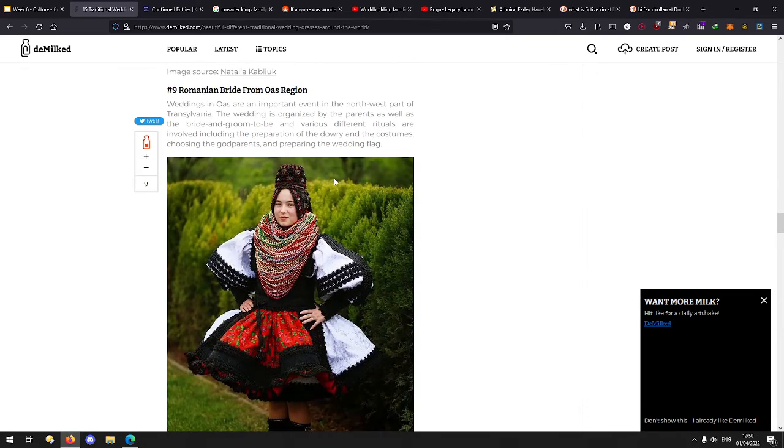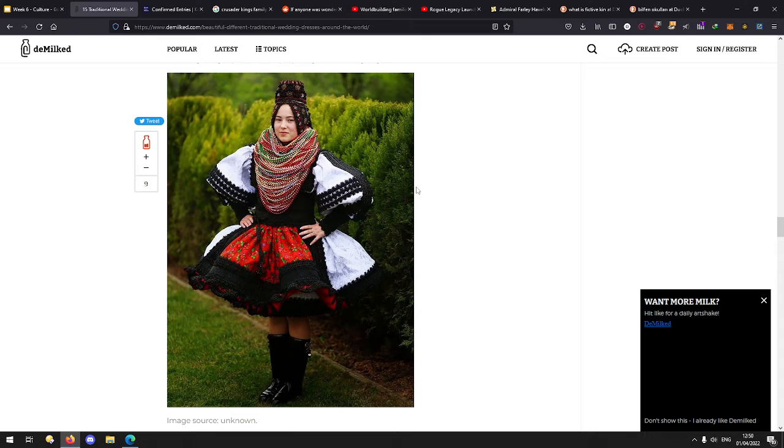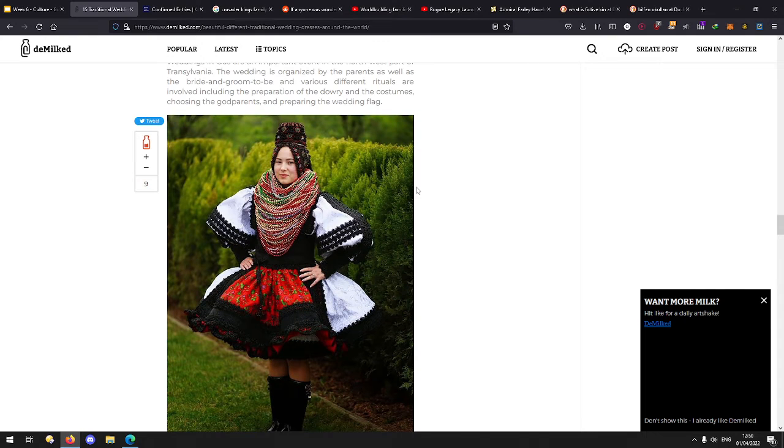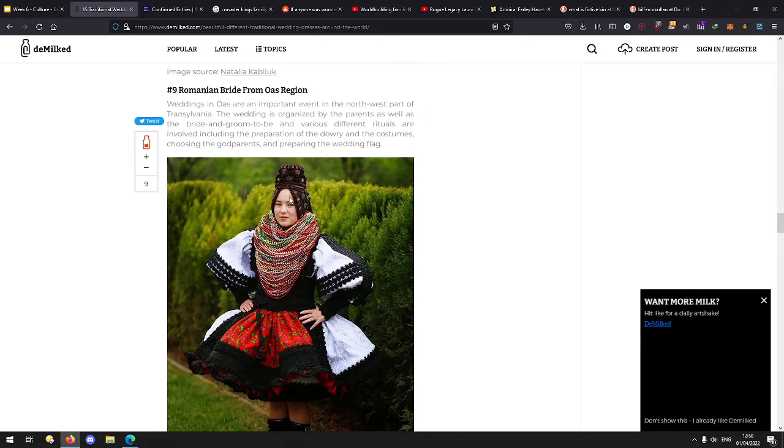And for example, this is a Romanian bride, and it's a very different type of clothing. It looks more like dancing clothing, or probably these beads have a meaning because you wouldn't put this much jewelry on you, even if it's just beads, for no reason.